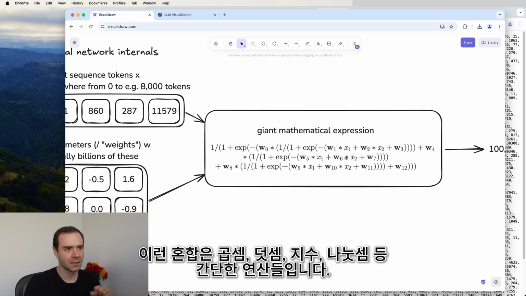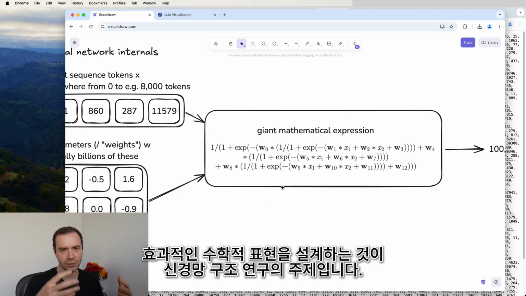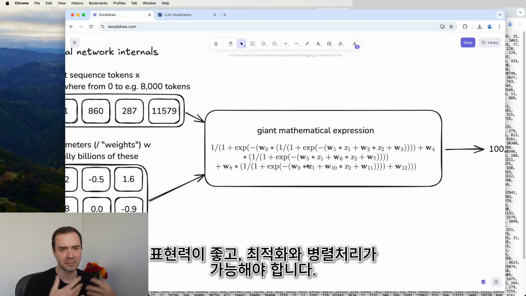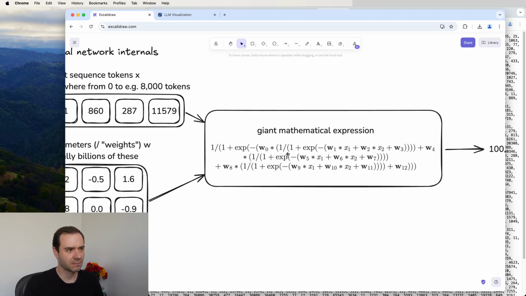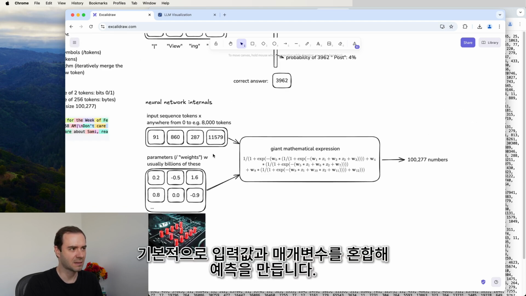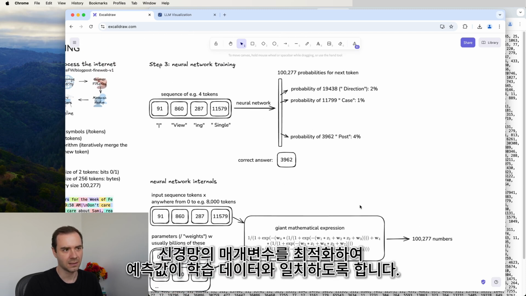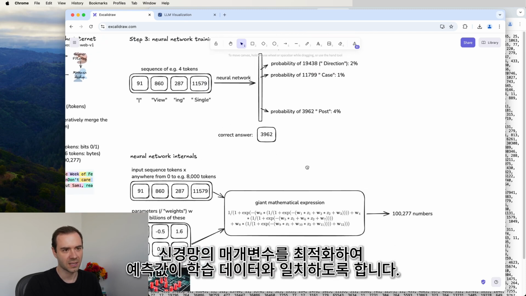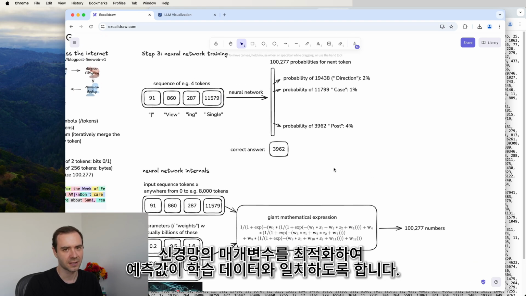And this mixing is simple things like multiplication, addition, exponentiation, division, etc. And it is the subject of neural network architecture research to design effective mathematical expressions that have a lot of convenient characteristics. They are expressive, they're optimizable, they're parallelizable, etc. But at the end of the day, these are not complex expressions, and basically they mix up the inputs with the parameters to make predictions, and we're optimizing the parameters of this neural network so that the predictions come out consistent with the training set.